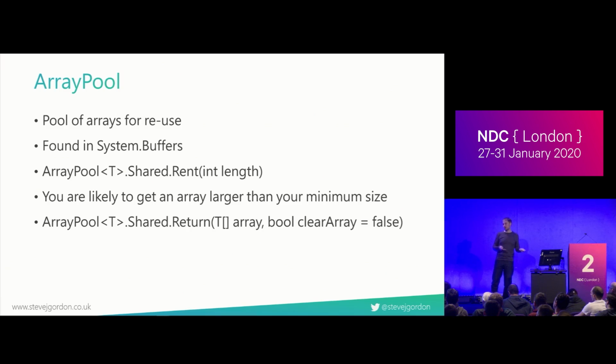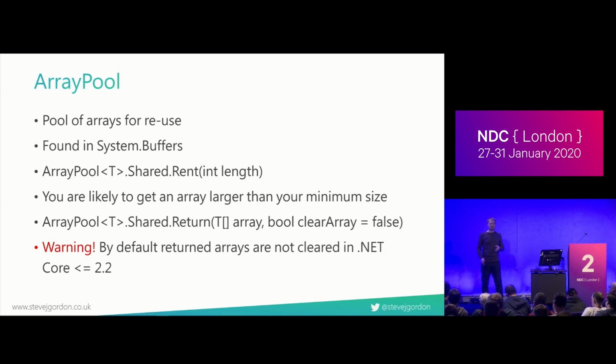When you're done with it, you return it. That's important. Otherwise, you've just created an object and cast it away. It would eventually get GC'd, but really all you've added is the overhead of an array pool with no actual benefit, so you're in a worse place if you don't return it. We can pass this clearArray equals false or true through to this method. This is another important point. Before .NET Core 3.0, so 2.2 or earlier, when you returned an array to the pool, it was not cleared by default. This is a performance optimization that just saves a short amount of time clearing that memory.